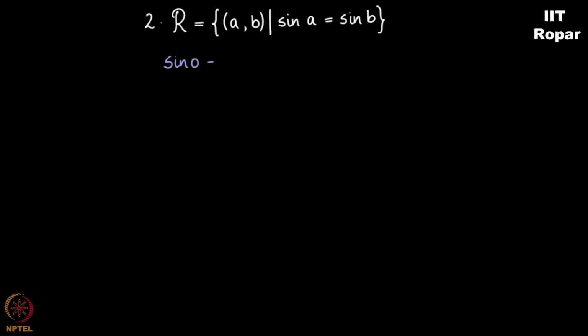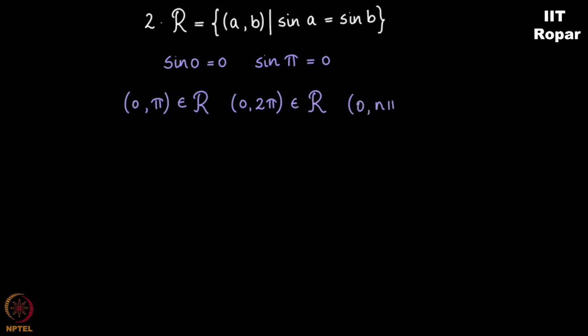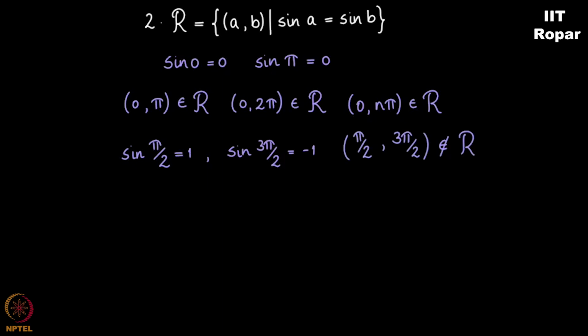Sine 0 is 0 and we know that sine pi is also 0 and hence (0, pi) belongs to R. (0, 2 pi) also belongs to R. In general, any (0, n pi) will belong to R because sine n pi is 0. But let us see, sine pi by 2 is 1, sine 3 pi by 2 is minus 1 and hence (pi by 2, 3 pi by 2) does not belong to R.